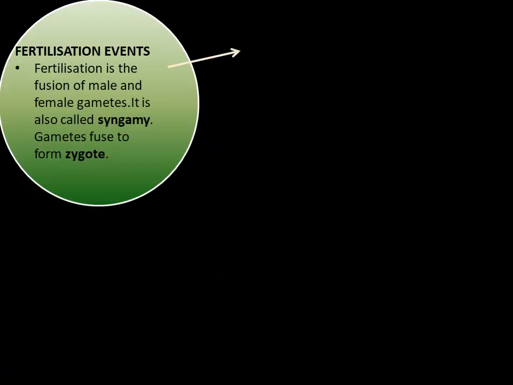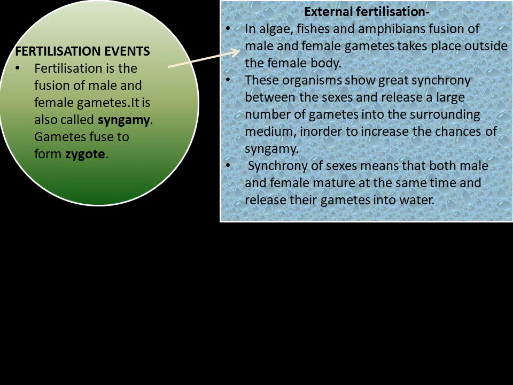Fertilization is a fusion of male and female gametes. It is also called syngamy. Gametes fuse to form zygote. There are two types of fertilization.